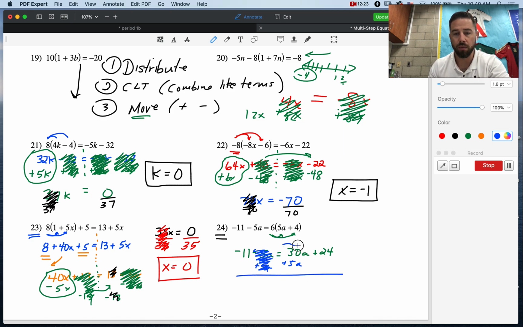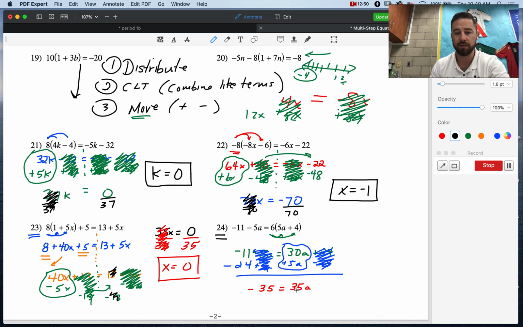Okay, all my variables are right here, which means that this guy's got to go. Okay, he's a positive 24, so I'm going to subtract 24 to get rid of him. And then I'm going to subtract 24 over here. And what you're going to see is, on the left-hand side, I have negative 35. And on the right-hand side, I have positive 35a.